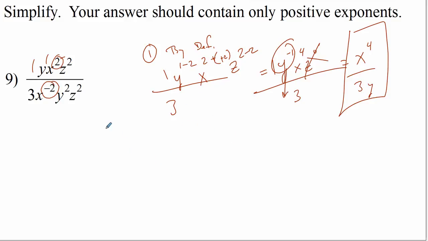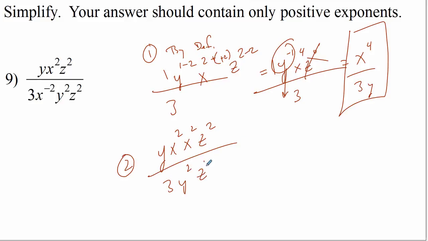All righty then. The second way on this particular problem would be this. So let me erase what's up there real quick. Okay. Would be to just move all of the negatives to the top or bottom, depending upon where's the opposite. So this would be y, x squared, z squared, over 3y squared, z squared. I moved this up. Now let's combine stuff.